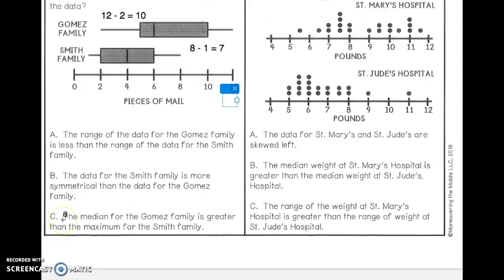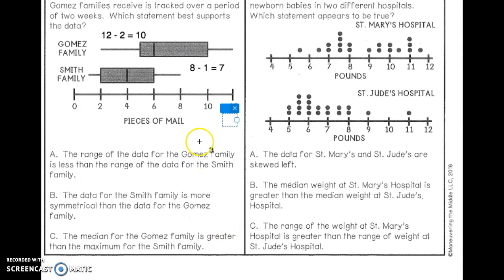C. The median for the Gomez family is greater than the maximum for the Smith family. Well, the median for the Gomez family is 6, and the maximum for the Smith family is 8. So that would not be true either. So B obviously has to be the answer, but there's a word in there that you might not be familiar with. It says the data for the Smith family is more symmetrical than the data for the Gomez family.